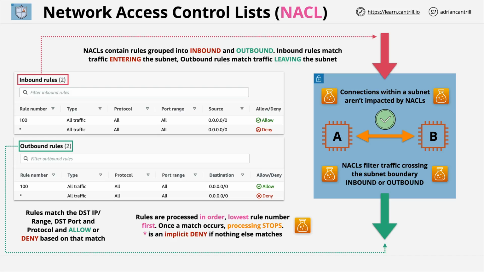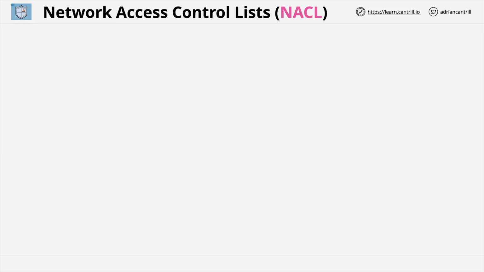Lastly, there's a catch-all shown by the asterisk in the rule number, and this is an implicit deny. If nothing else matches, then traffic will be denied. So those are the basics. Next, let's move on to some more complex elements of network ACLs.